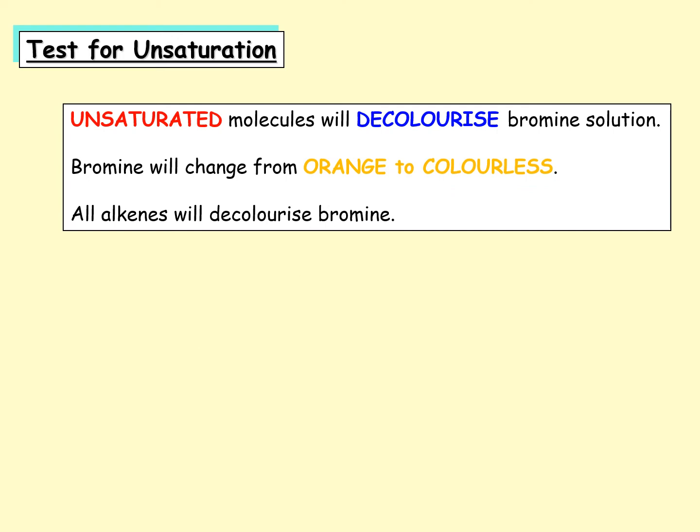This slide again summarises what we need to know. Unsaturated molecules decolorize bromine water, and it changes from orange to colourless. This word, colourless, is important. Often I'll see pupils say the word clear. The bromine water is clear in itself, usually we can see through it. The key is that it goes colourless, so that's a really important distinction.